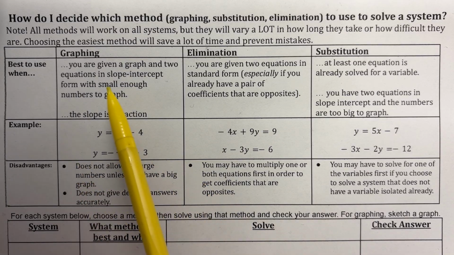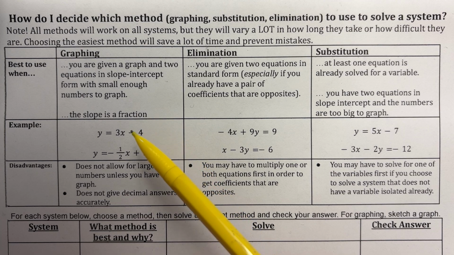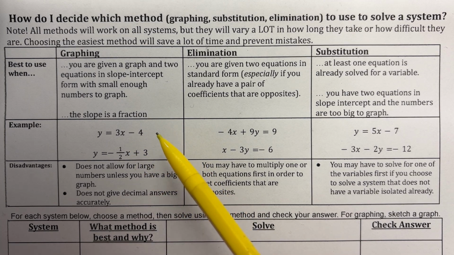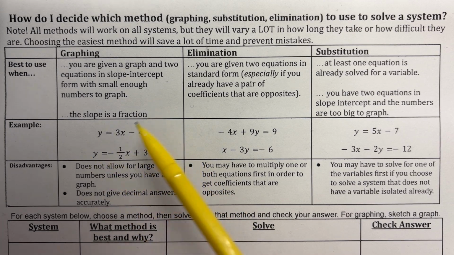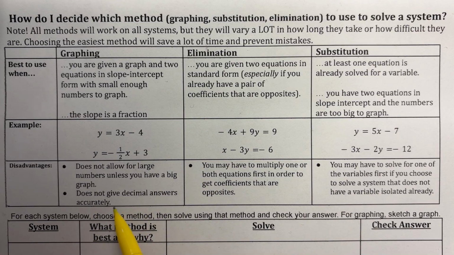Here's the big thing: you have to have a graph. So if on a test you're being asked to solve a system and you're not given a graph, you could always sketch a graph. But this is a great one to use when you're given a graph. Some disadvantages: it doesn't really allow for large numbers unless you have a big graph, or if the answer is a decimal, which sometimes it is, this will not be an accurate way to do it.